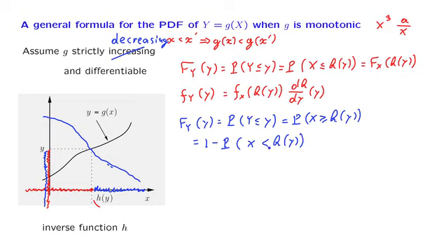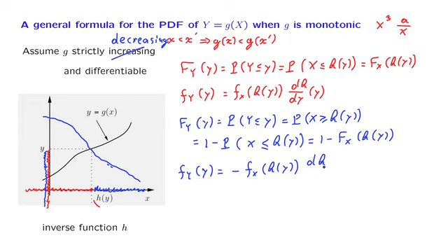Because x is a continuous random variable, we can change this inequality to one that allows the possibility of equality. And so this is 1 minus the CDF of x evaluated at h of y. Now we take derivatives of both sides and we find the PDF of y being equal to, there's a minus sign here, then the derivative of the CDF, which is the PDF, and finally the derivative of the function h.